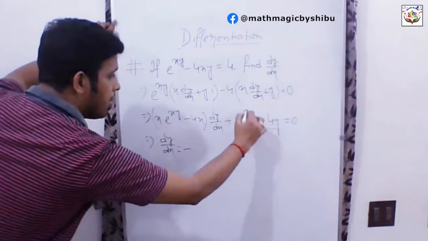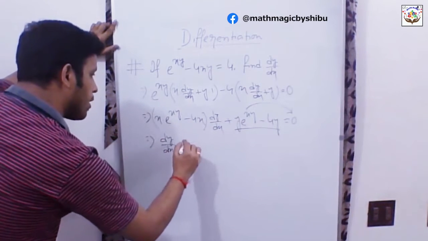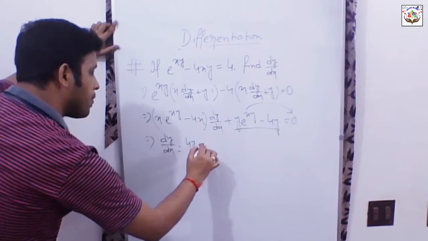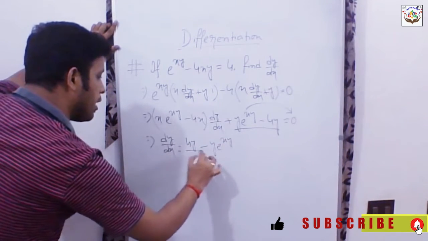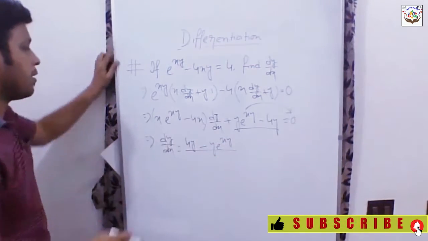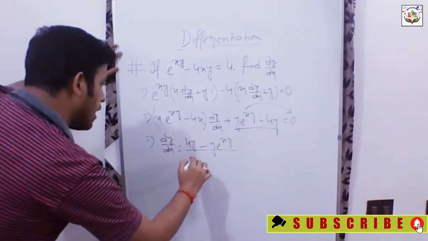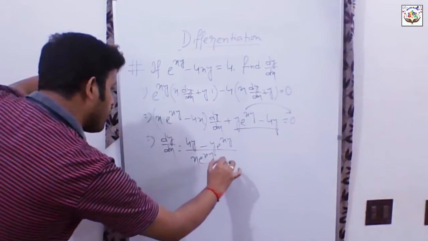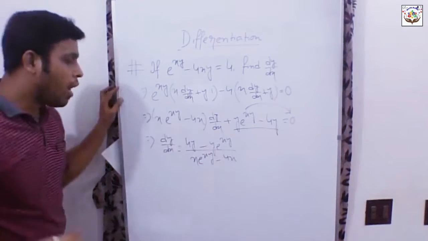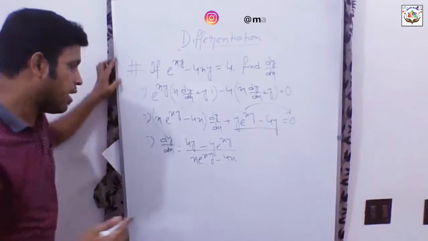Now what we have, we can write that dy/dx equals, let me take this part to the right hand side, so we can write 4y minus y e to the power xy divided by x e to the power xy minus 4x. Now we need to just modify this part to get the desired answer, right?